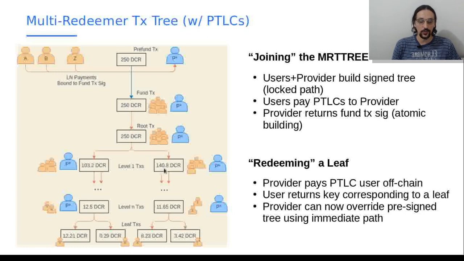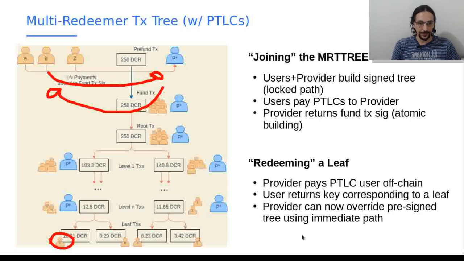or a specific Mr. Tree construct, they can redeem back leaf outputs by presenting a leaf key to the provider. So they do a PTLC payment. Initially, to join the Mr. Tree, the users are paying the provider for funds. And then when they want to redeem leaf transactions, the provider is going to pay back off-chain to the users, and the users are going to reveal on each payment one specific leaf key to the provider.